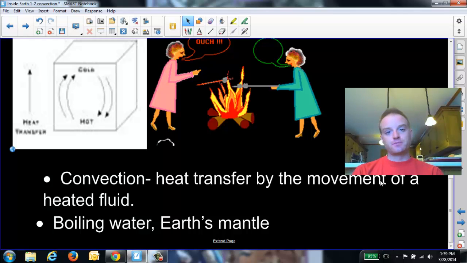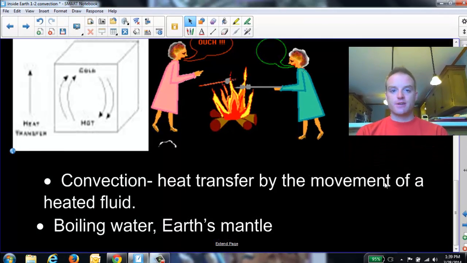Now, our final type for the day is convection, which is the big one. Convection is heat transfer by the movement of a heated fluid. When we talk about heat transfer, heat's being transferred from one place to another. With radiation, energy from the sun is coming to the earth. For conduction, heat's traveling down something by direct contact. And in convection, it's that transfer by a heated fluid. This could be a liquid or a gas. In our case, we're talking about liquid rock, or almost liquid rock.